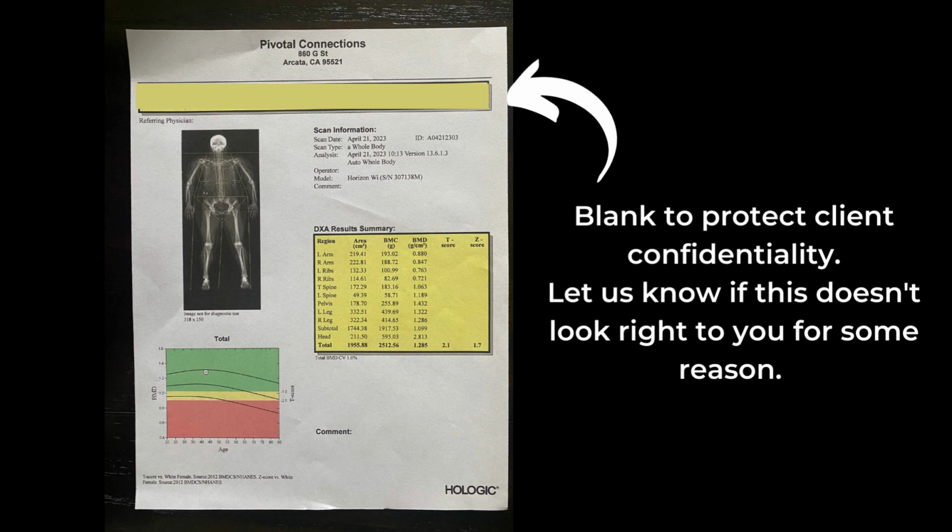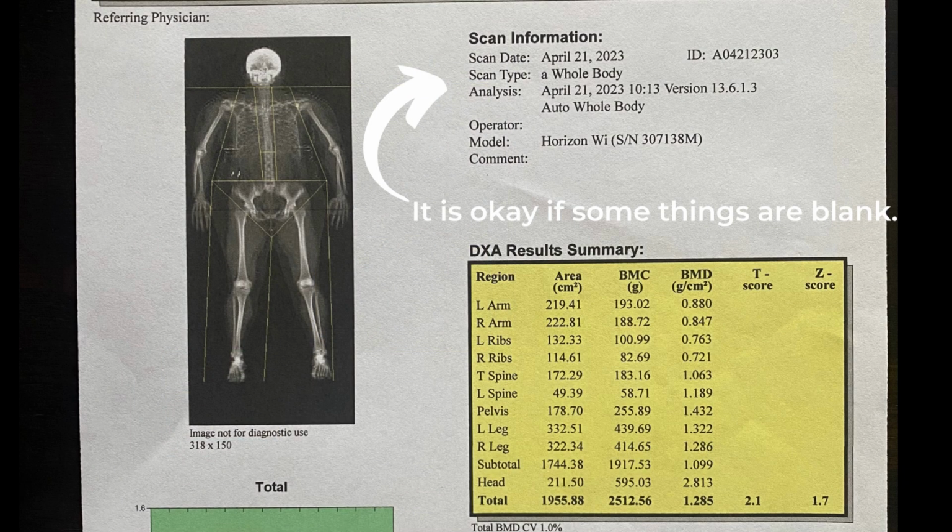Below that, you should see, of course, that black and white skeletal image of yourself, and then the scan information to the right of that. The date, the type of scan, the analysis of what was used, the operator, the model number of this DEXA scanner, which is a Horizon WI, and any other additional comments that we have made.